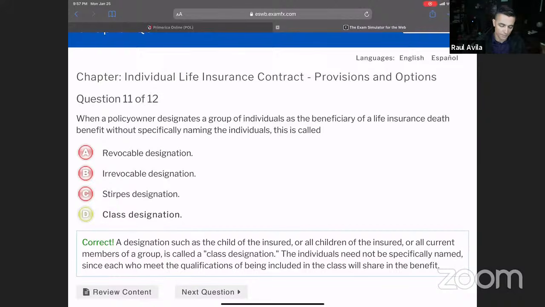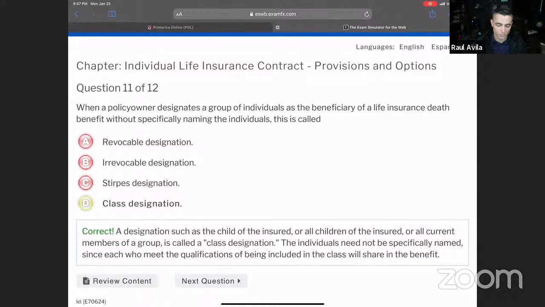So it's without specifically naming, so it's not naming individuals. So it's going to be a class, like the whole group. Okay. So for example, when it talks about class, it's talking about preferred class. So it designates groups, right? This group is preferred. This group is standard. This group is substandard. Okay.